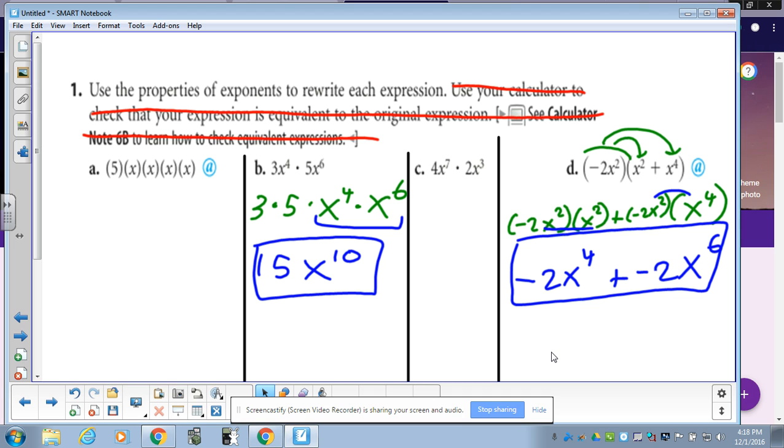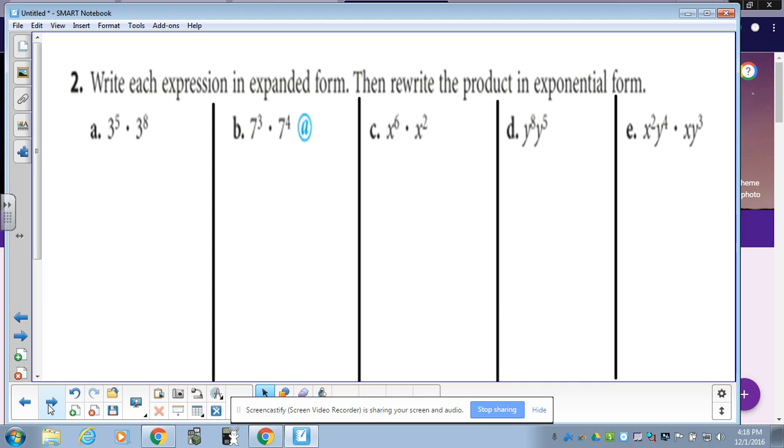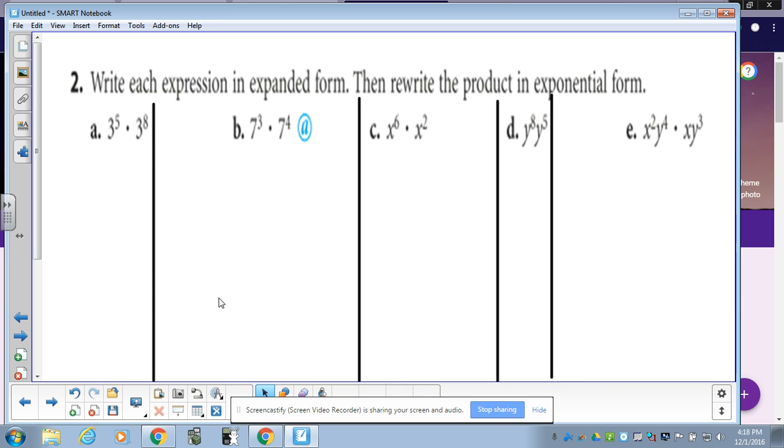Now, let's look at number 2. So number 2, write each expression in expanded form, then rewrite in exponential form. Now it gives us these definitions like that for a reason. They want us to write it out and expand it and then condense it.